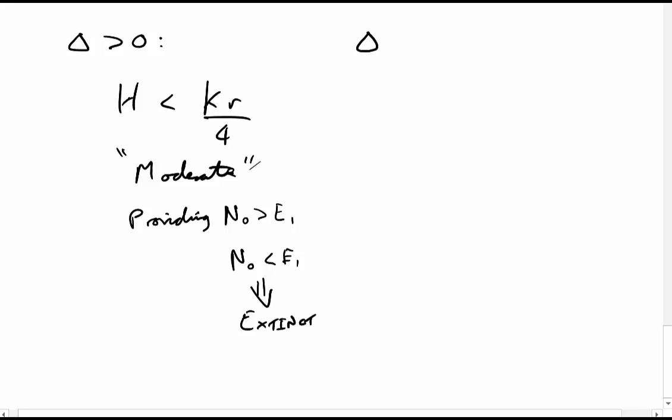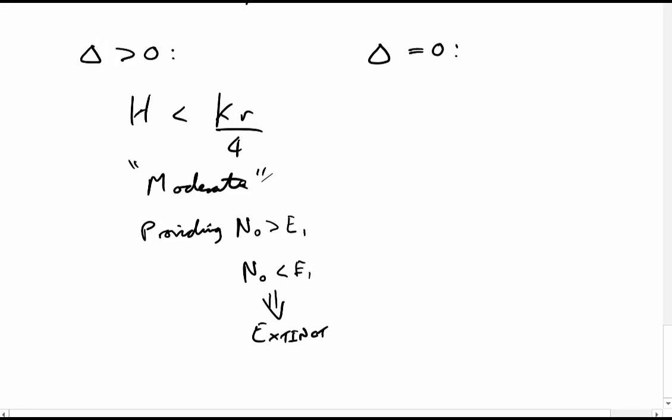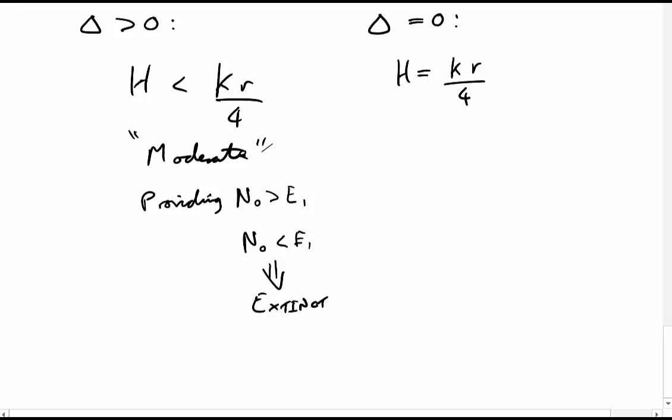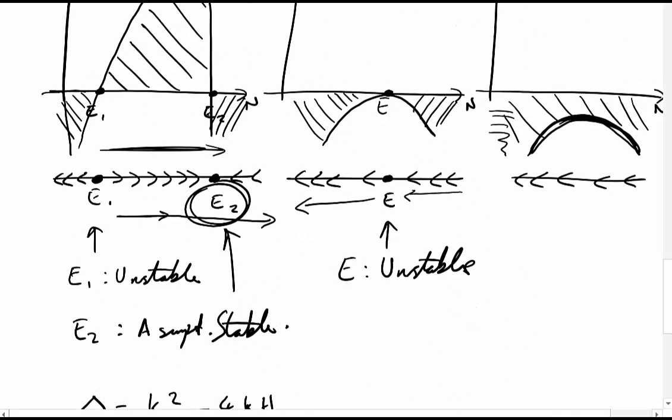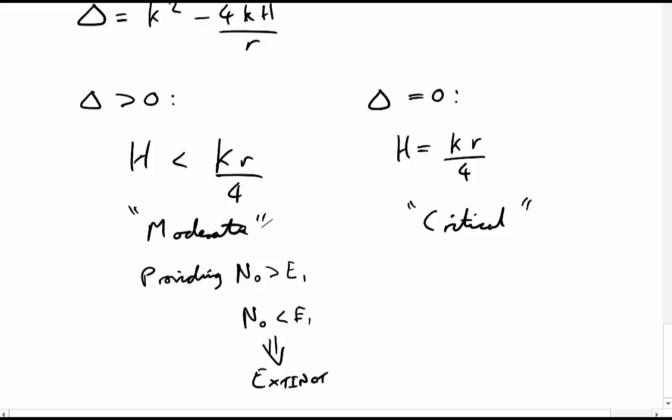Okay, so now let's look at the case when discriminant is equal to 0. Well, that's the case when h is equal to kr on 4. Okay, so when it's the same, this is what's known as critical harvesting, because as you can see, at this stage our population is unstable, so we're going to go to the bottom, to extinction. But actually, it's not meaningful to draw any conclusions from that, because what it's saying is that in the exact case that our harvesting is exactly equal to this, which in general it won't be.